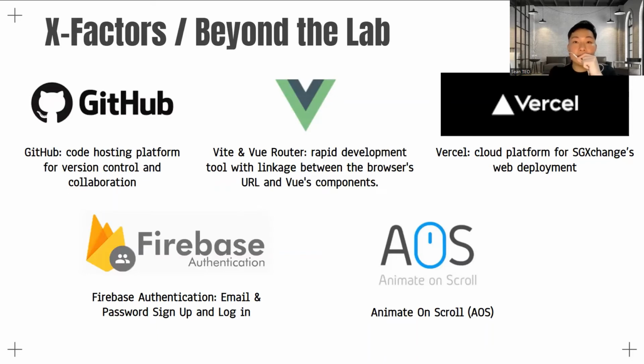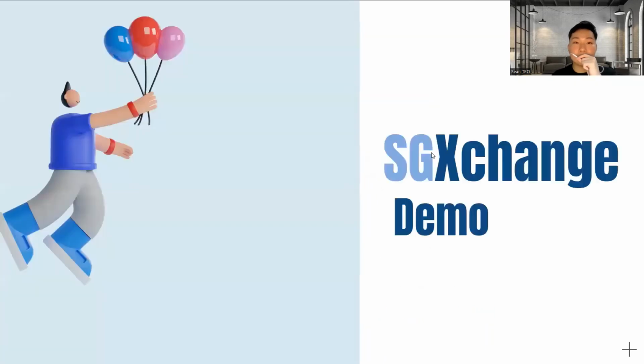Next, we also use Firebase authentication to set up the email and password sign-up and login features. Lastly, we use the Animate on Scroll library to trigger animations when scrolling in our website.